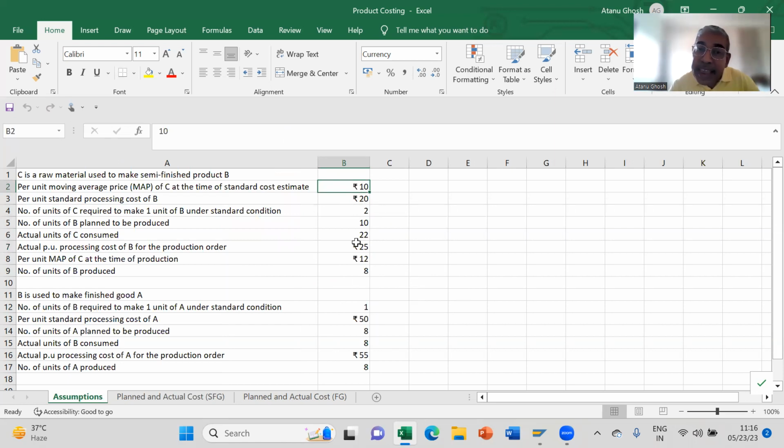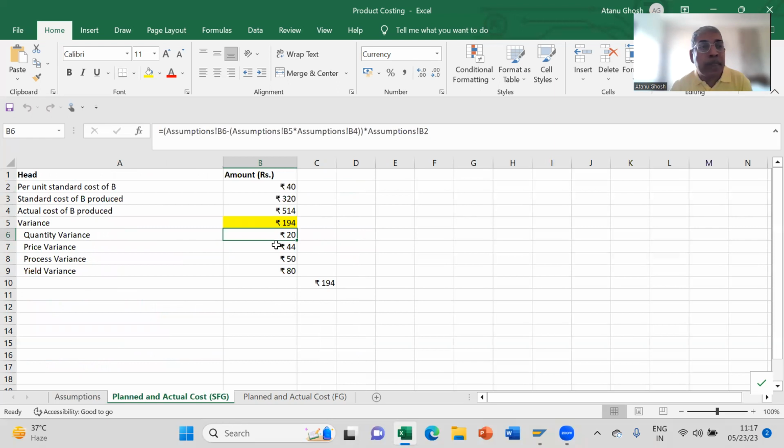Okay. We are not taking 12, but 10, because we don't want to see the difference of the price for this particular line item, which is quantity variance. We only want to see what is the variance because of quantity. For this difference of price, 10 to 12 rupees, there is another variance, price variance. So that's why these 2 units multiplied by 10, 20 rupees, is the quantity variance.